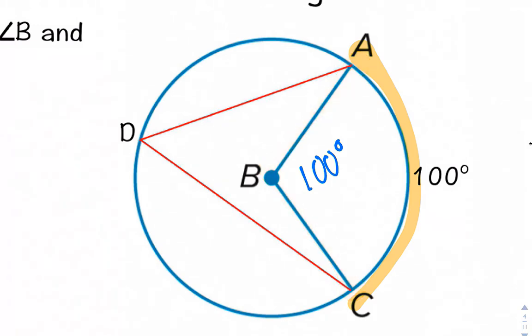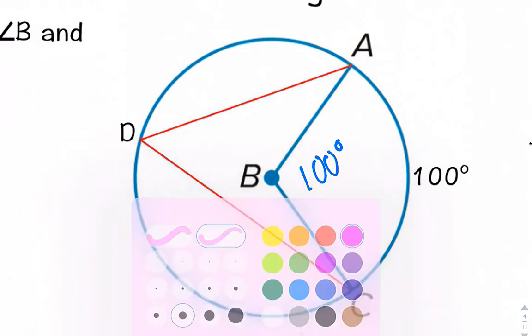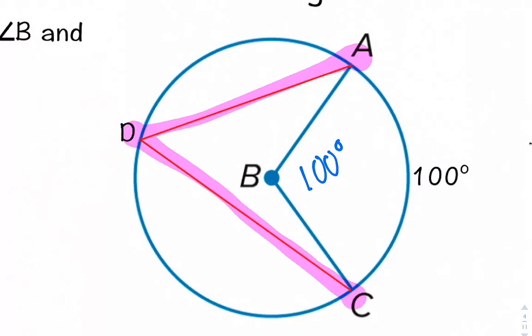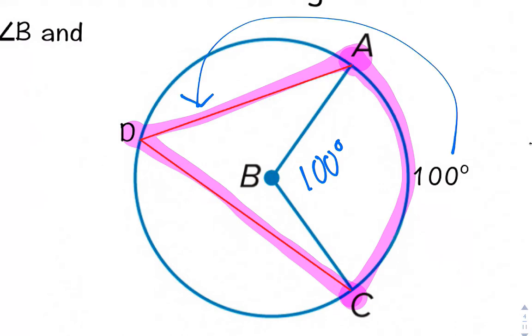Now we can look at the inscribed angle, angle D, same intercepted arc. So they both have the same arc measure, but remember that I take this guy and I cut it in half.